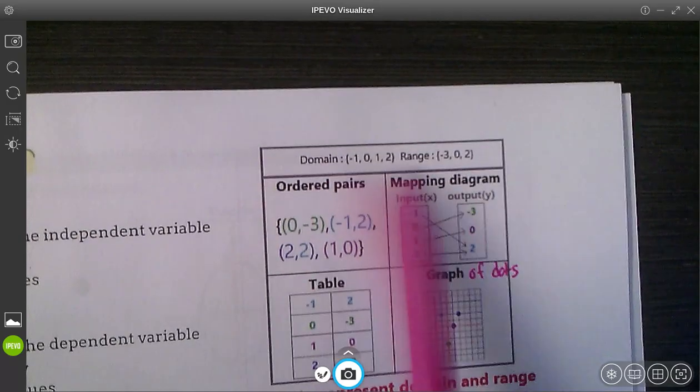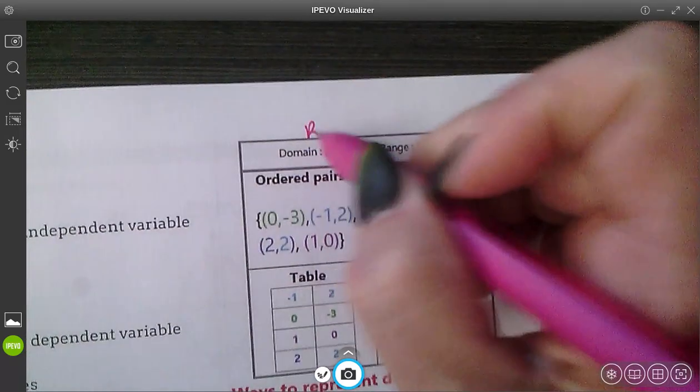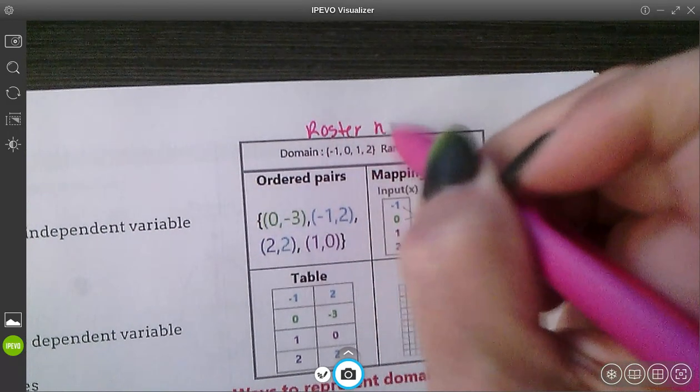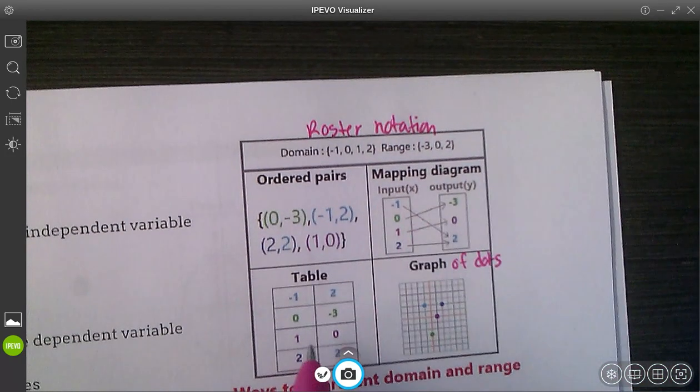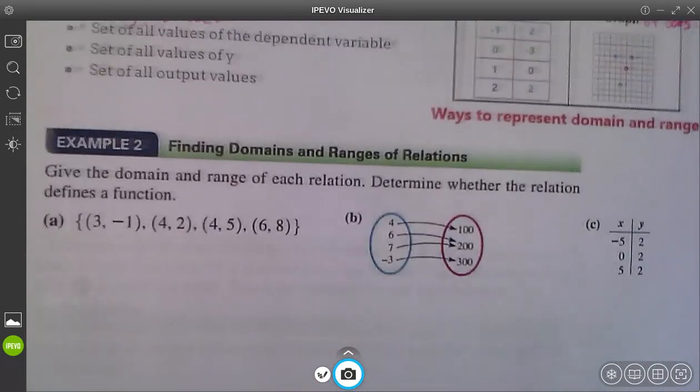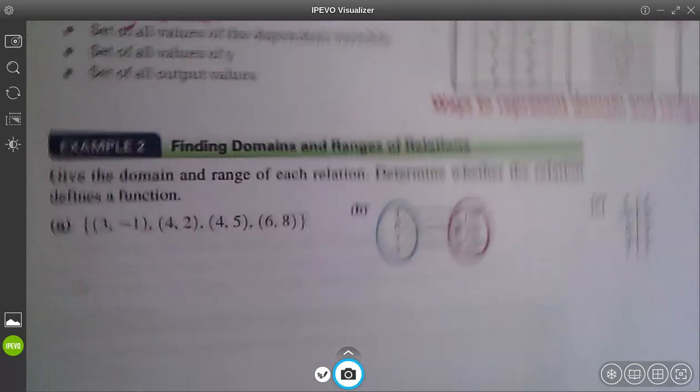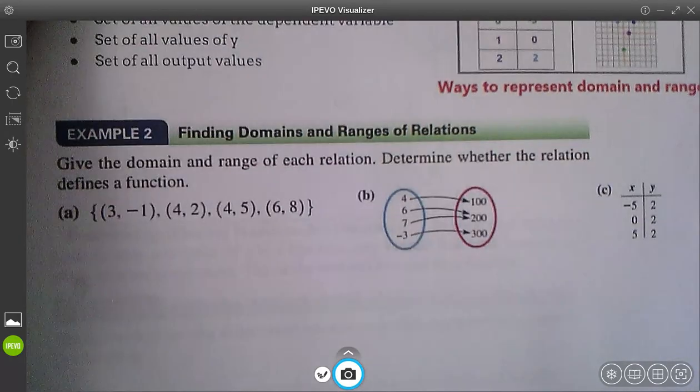So this is called roster notation, and we use roster notation for domain and range if we have ordered pairs, mapping diagrams, tables, or a graph of dots. So let's practice. Give the domain and range of each relation and determine if it's a function.